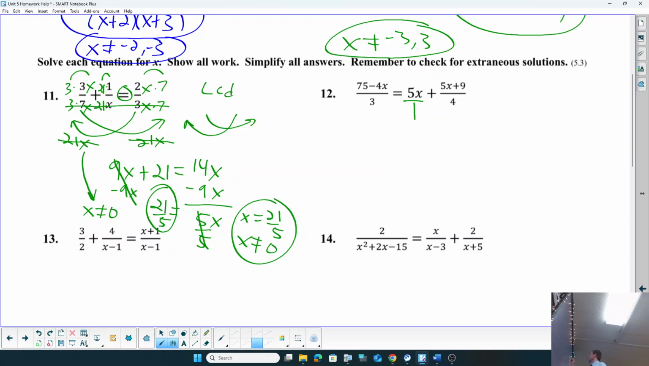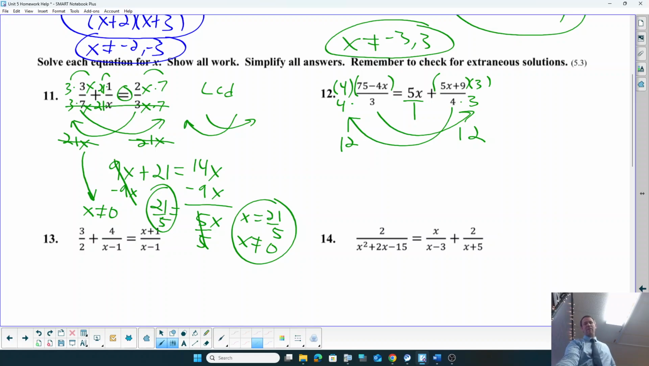Let's see here. So we have a 3, a 1, and a 4. Well, if we multiply by 3 to the top and bottom, and we multiply by a 4 to the top and bottom, then we get 12, and then we get 12. So what does 5x over 1 need? Well, that 1 needs to become a 12. So what do we multiply that 1 by? By a 12, right? So multiply by a 12 to the top and bottom.